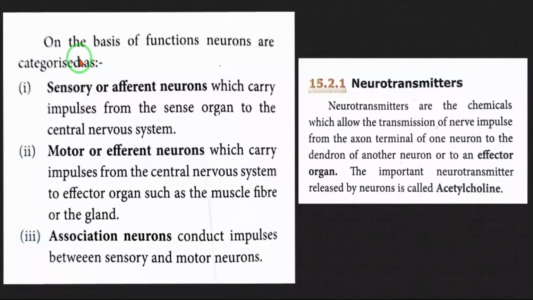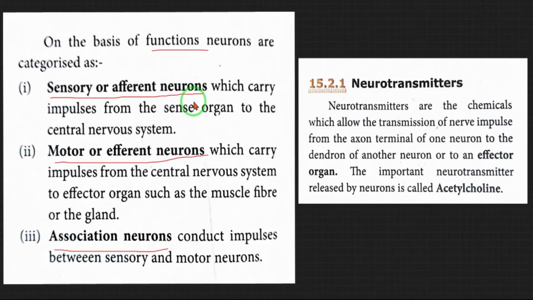Have you all understood? On the basis of structure, neurons are classified into three types: unipolar neurons, bipolar neurons and multipolar neurons. Now, on the basis of functions, neurons are classified into three types. They are sensory or afferent neurons, number two, motor or efferent neurons, number three, association neurons.